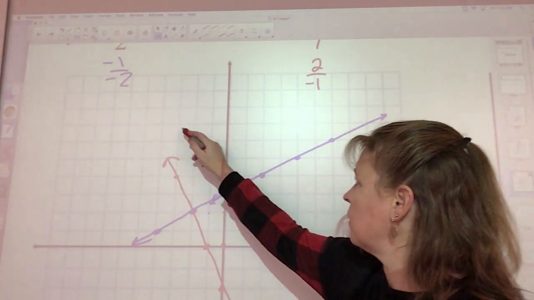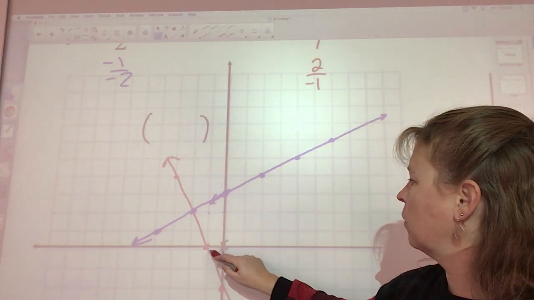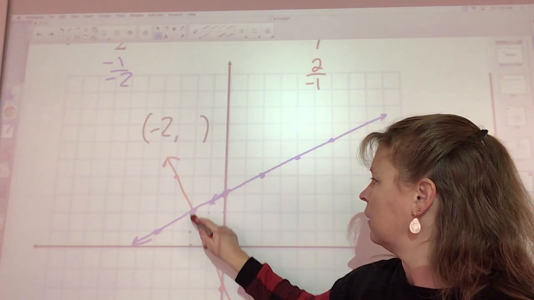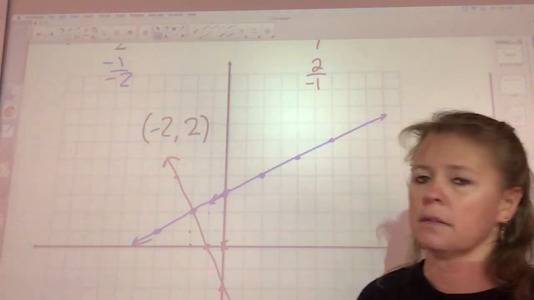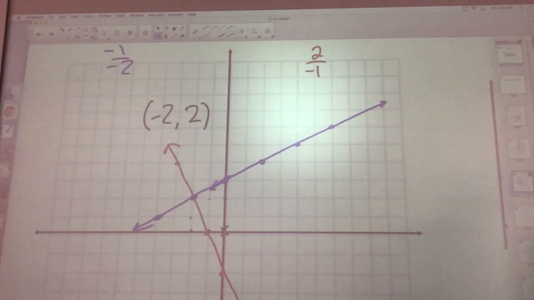Final answer of this one, find an x and find a y. Go back to the origin. The x went left 2 spaces, and the y went up 2 spaces. Negative 2, 2, and of course we could plug it back in and check our answer.